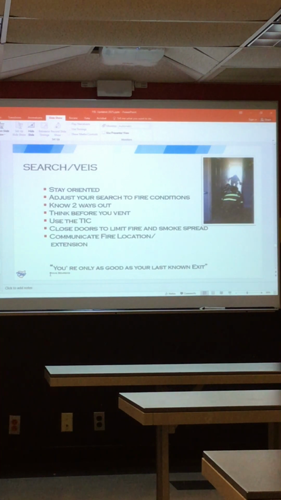A little bit on search. Okay, try to stay oriented. We have oriented search here with our ticks. Adjust your search to the fire conditions. Always know two ways out. You're only as good as your last known exit. We got to use our ticks. Everybody take their ticks with them every time. What about the seats? You guys always have your seats with you?